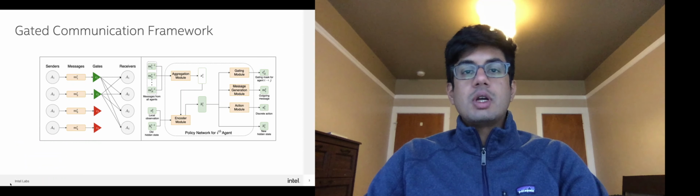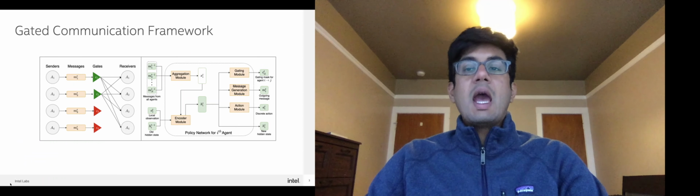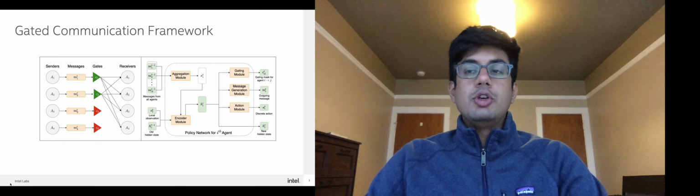The agents are parameterized by a set of neural network modules. First, the aggregation module processes incoming messages into a single vector X. Second, the encoder module combines the vector X with the local observation O and past hidden states to produce a new hidden state H. From this hidden state, the message generating module, the gating module, and the action module read out the messages, gates, and actions respectively.